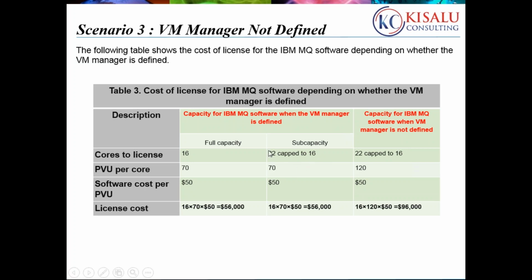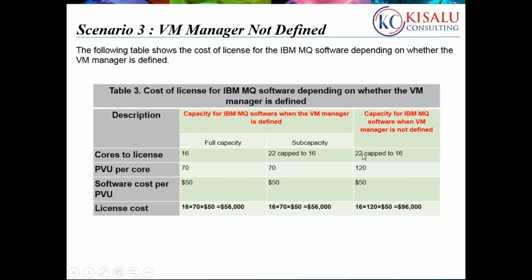Hence, you will not pay the 22, but you will pay 16, and your cost will remain at 56,000 US dollars. If your VM manager is not defined, the tool will only show that you have 22 cores.